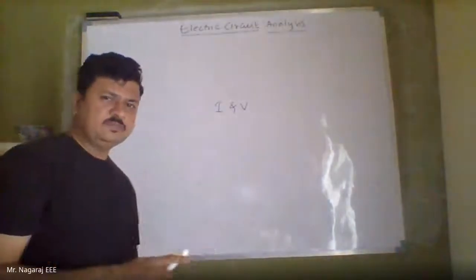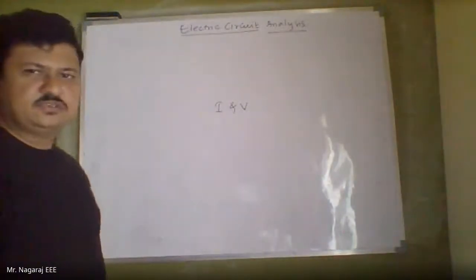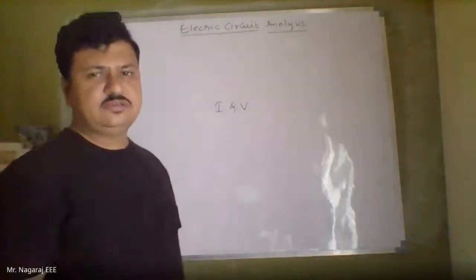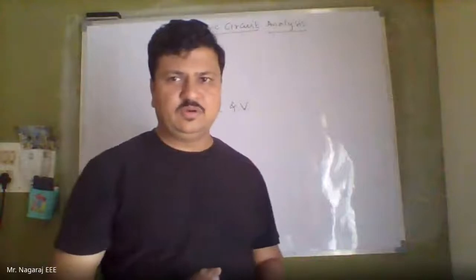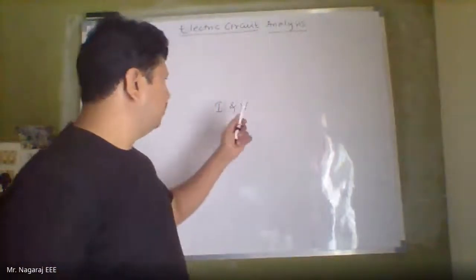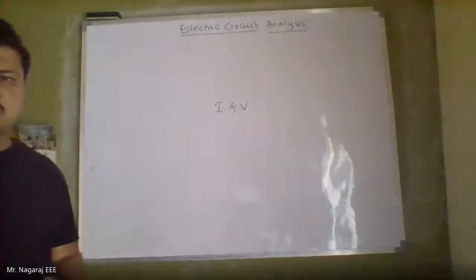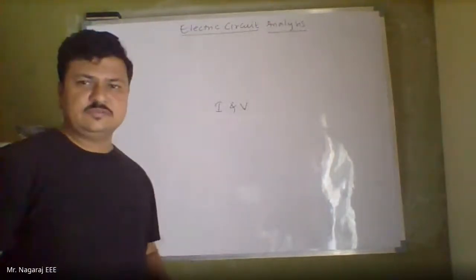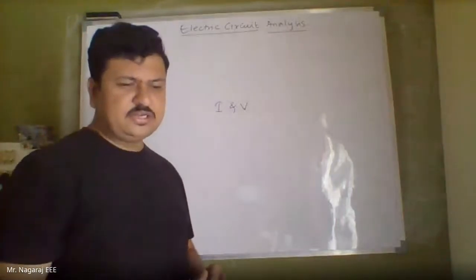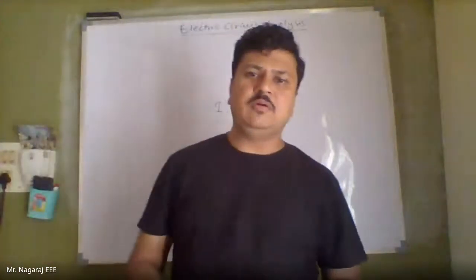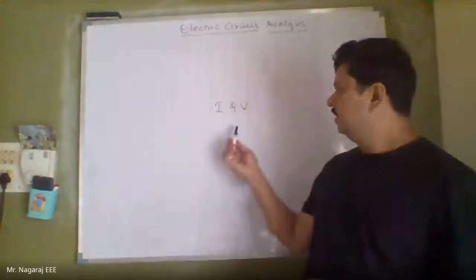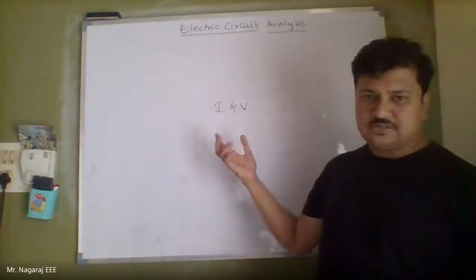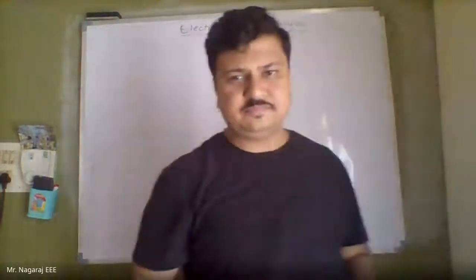So my main intention in circuit analysis is to find the currents and voltages in the branches or at the nodes. If I want to know the voltage, we'll get the voltage at a node or across the element, and current through the branches. In some circuits I may be knowing the voltages, and I want to know the current. In some circuits I may be knowing the currents, and I want to know the voltage.